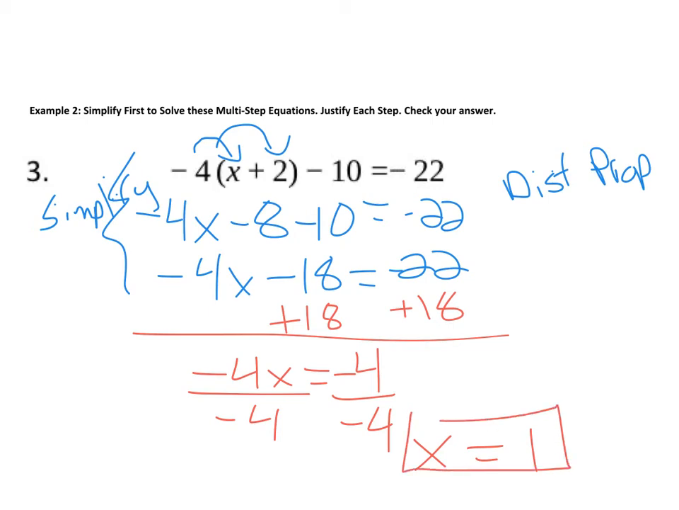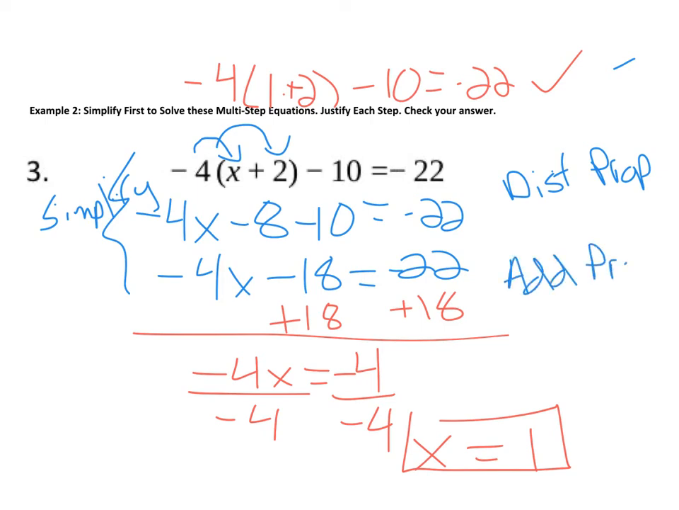And again, always take a second to go back up into that original equation, plug it in, and see if that is going to give us our answer of negative 22. And we're good. We forgot to add those properties in, so let's just do that real quick. This was our addition property of equality, and then we used our division property of equality. Alright, that's the next one.